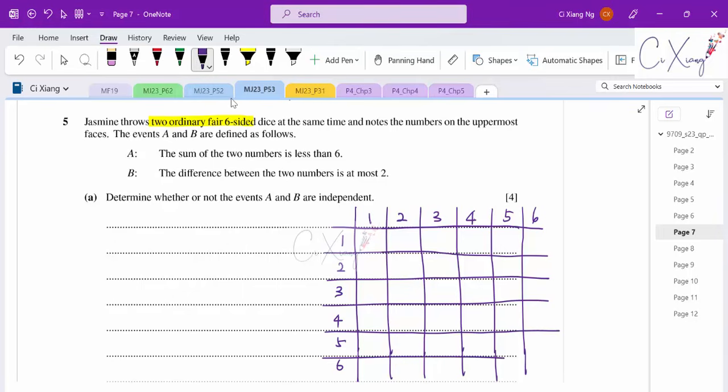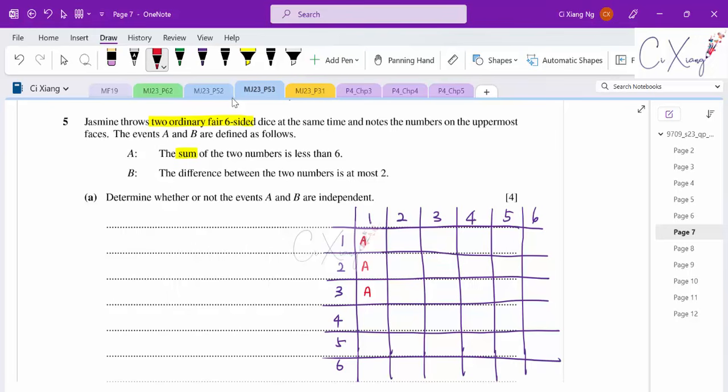So let's have a look at event A. For event A, they're talking about the sum of the two numbers being less than 6. So I will check cell by cell. For the first cell here, is the sum less than 6 or not? 1 plus 1 equals 2, so it is less than 6. Therefore it belongs to event A, and I will write it out as A here. So this particular cell fulfills event A. 2 plus 1 is 3, which is also less than 6, so I put A also.